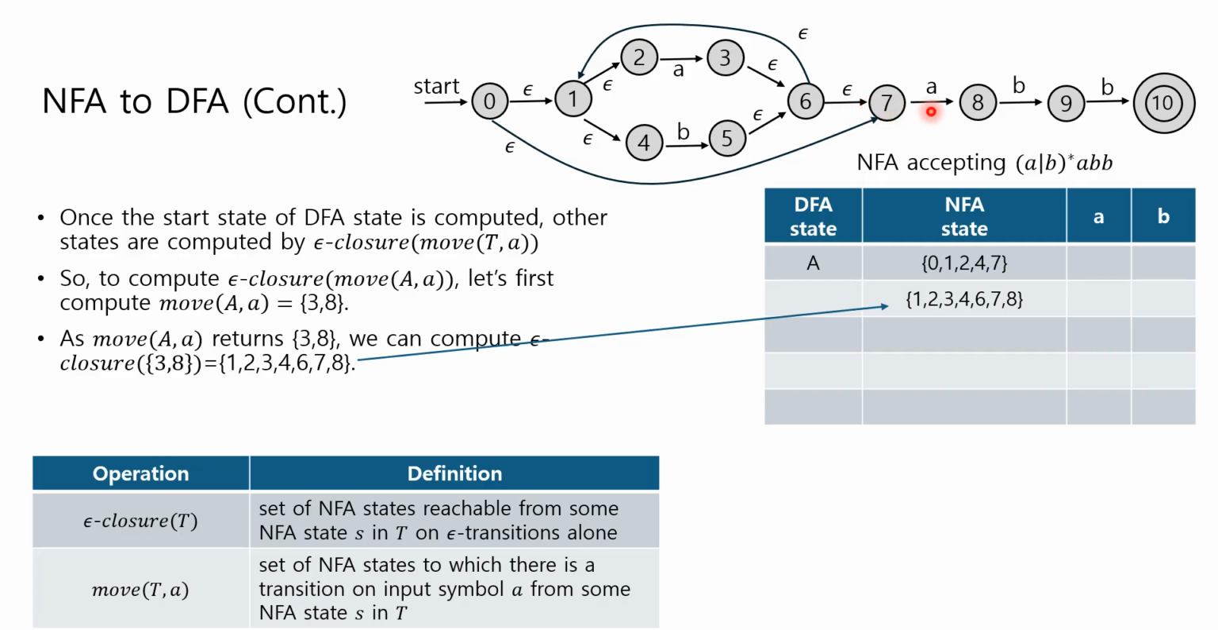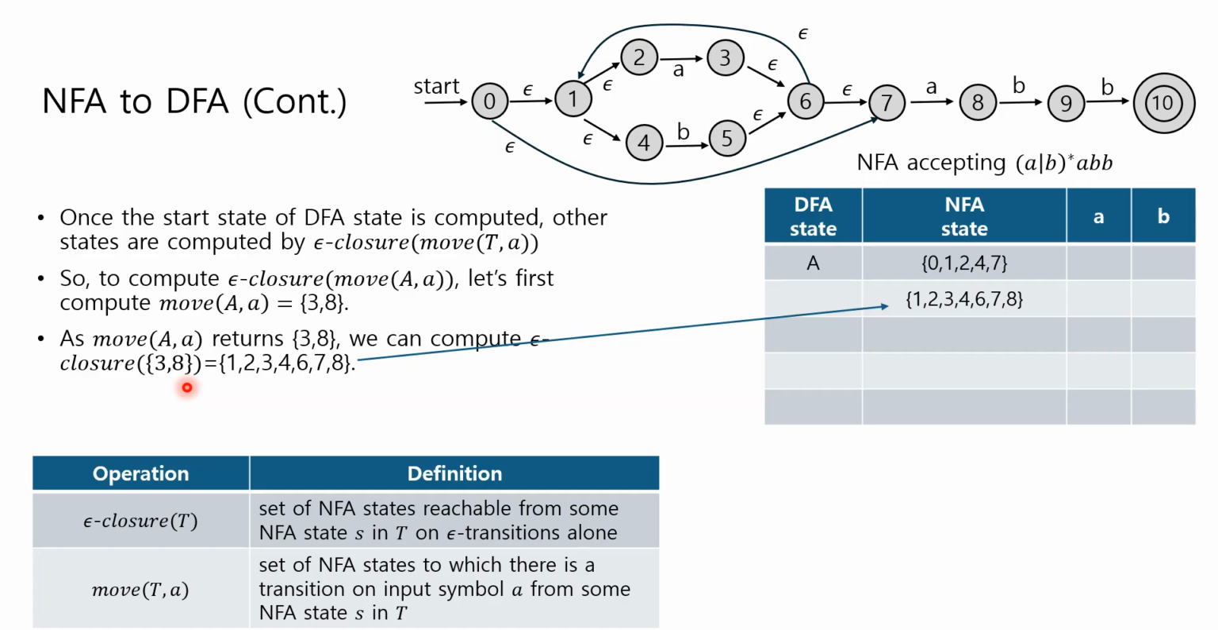So, the rest of the states 8, 9, 10 are not reachable from state 3 on epsilon transitions alone. For example, to reach 8, you have to pass through symbol A. And these are all the elements for state 3, the epsilon closure of 3.